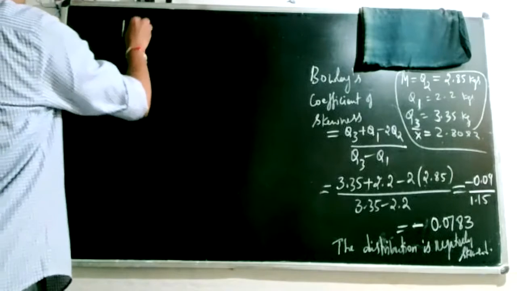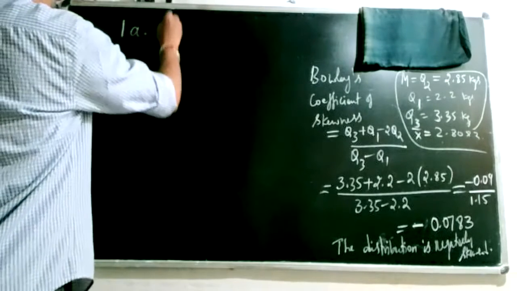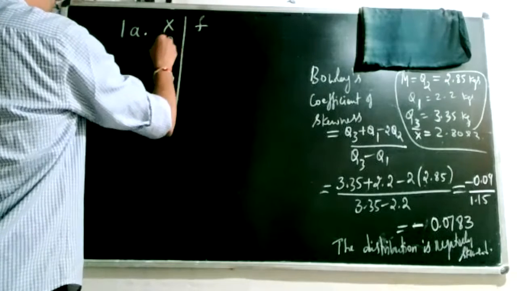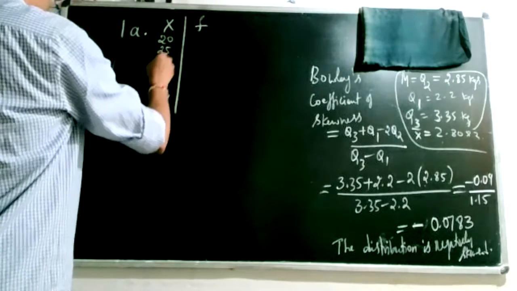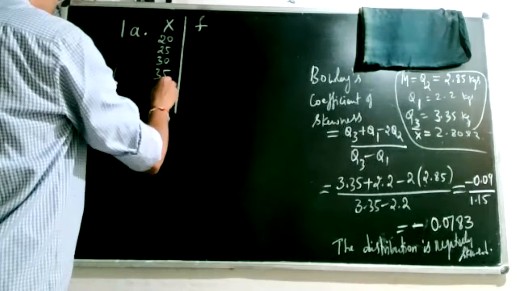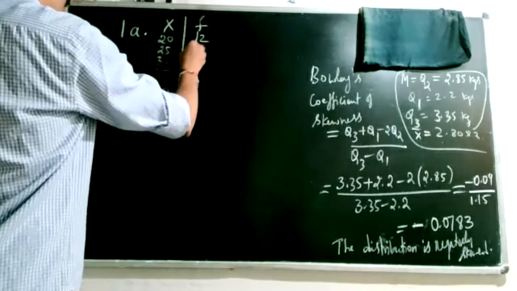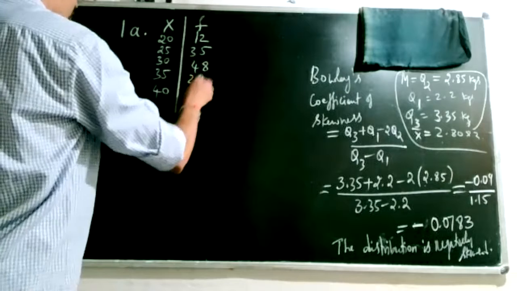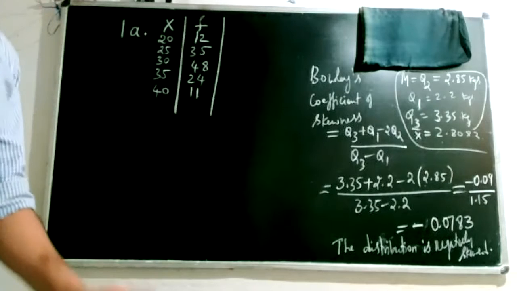I'll take a discrete frequency distribution. Question 1A. So we have x values 20, 25, 30, 35, 40. Frequencies 12, 35, 48, 24, and 11.